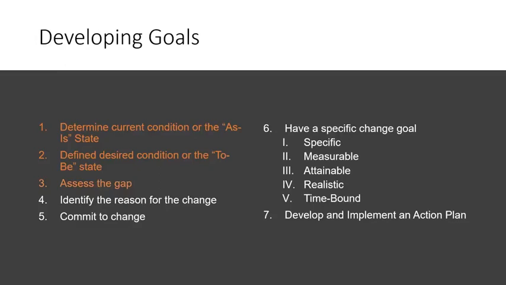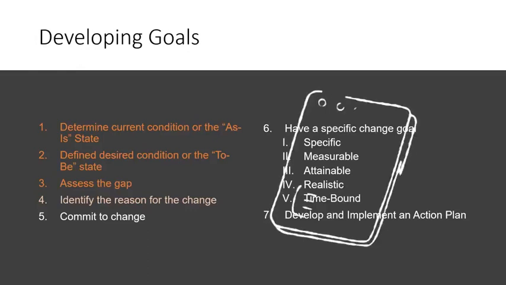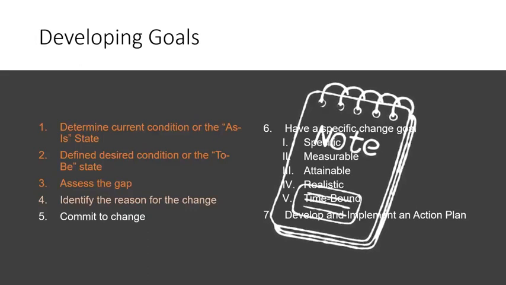This can be done by asking basic questions such as, what is the difference between current performance and what could be performed? And what is the difference between the current operational process and the desired process?